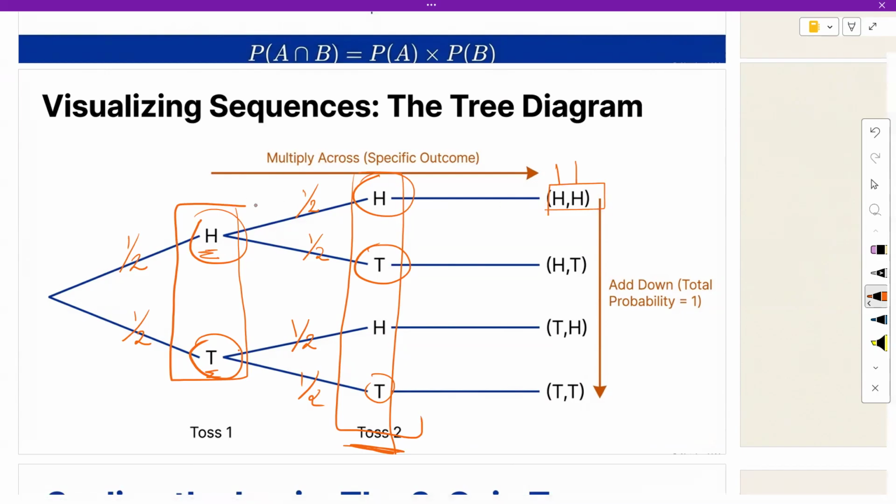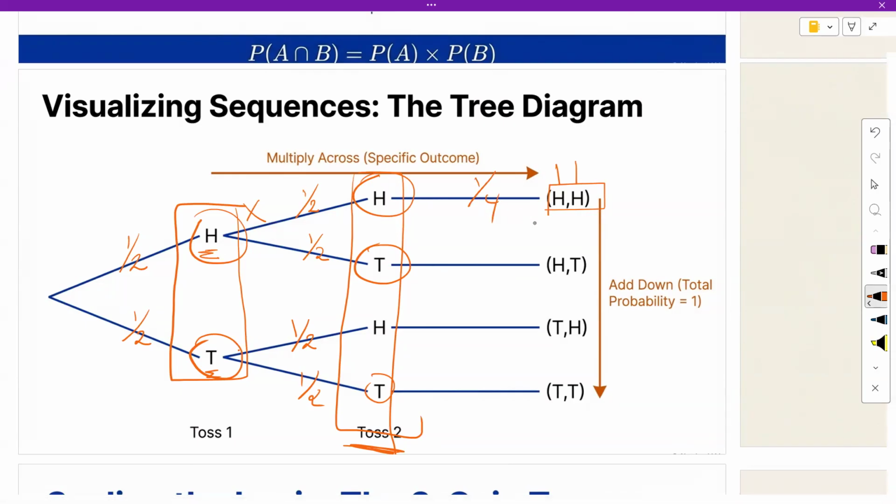We have to apply the multiplication rule here. 1 over 2 times 1 over 2 gives 1 over 4. So the probability of getting two heads is 1 over 4.